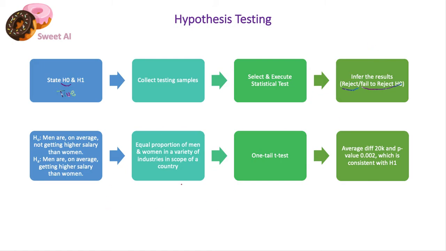Then, based on the type of data that we have, we are going to select a one-tail t-test. And then after running the test, we conclude that the average difference is 20K, and the p-value that we get is 0.002, and we are going to reject the null hypothesis. And you might be wondering, what am I talking about? What is p-value? And so on. We are going to briefly talk about them later.